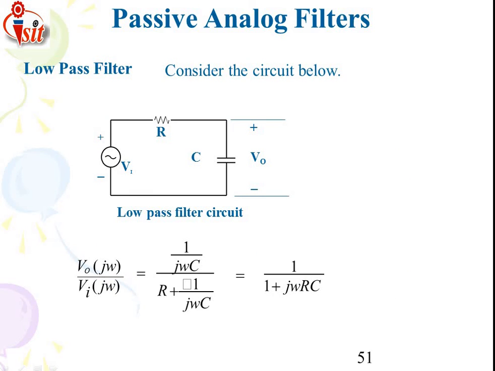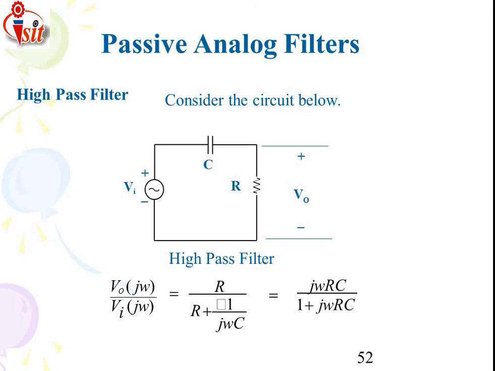Then the low pass filter is considered in the circuit diagram shown here. For the low pass filter, the resistor is connected in series and the capacitor is connected in parallel. Whatever combination is formed by this structure is called a low pass filter circuit. For that low pass filter, the output voltage divided by the input voltage is equal to 1 divided by 1 plus j omega RC. This is the gain factor for the low pass filter.